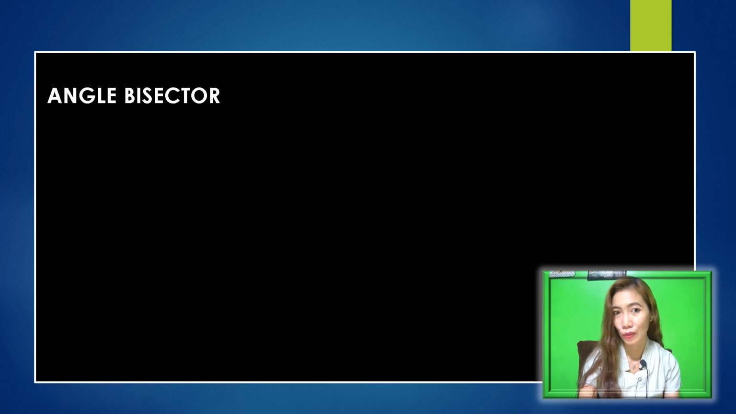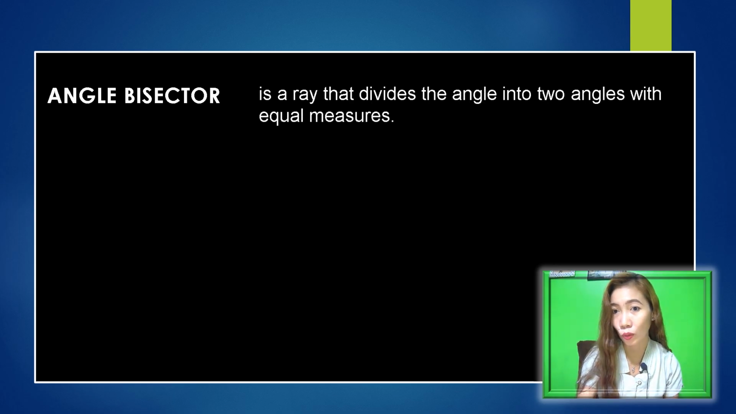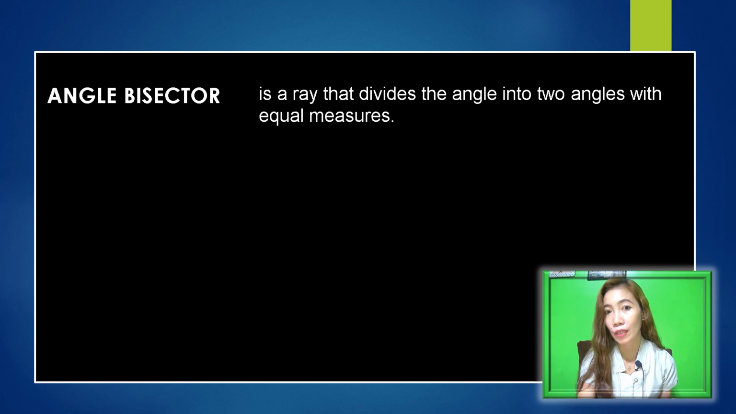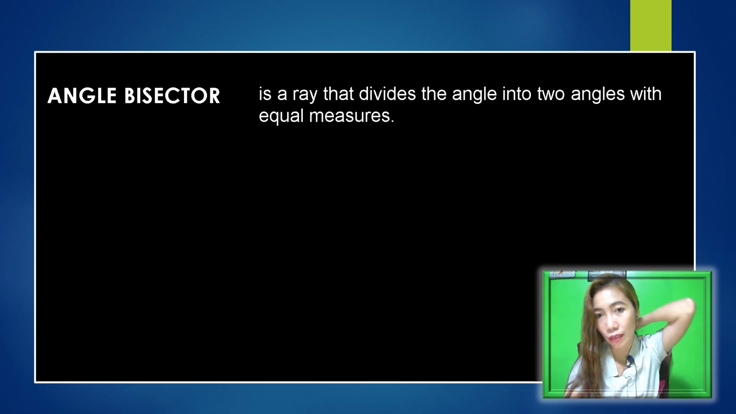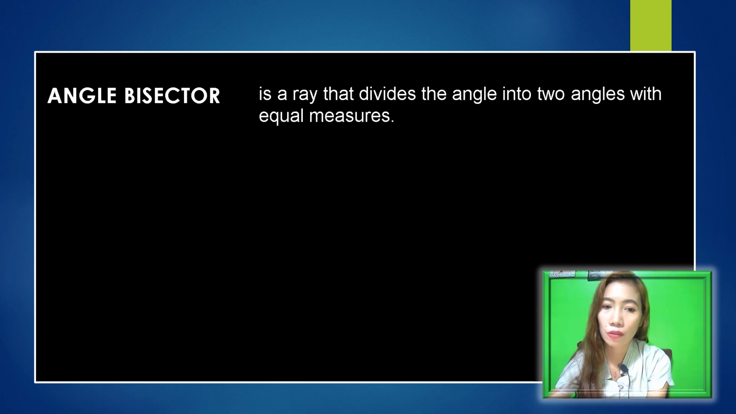Okay, so for our next term, that is angle bisector. So kanina segment bisector, this time angle bisector. So ano naman ngayon ang hinahati into two equal parts? That is the angle. So an angle bisector is a ray that divides the angle into two angles with equal measures. Okay, so like for example, to illustrate that one, let's say I have an angle.